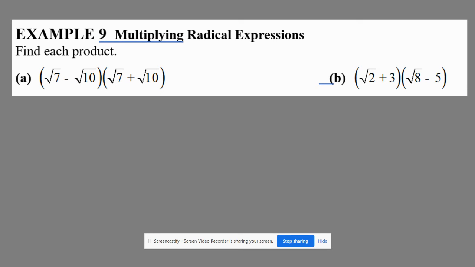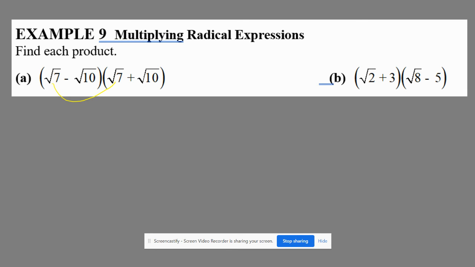Multiplying. We can put anything together that we want to, but we can only actually multiply like things. For these, we'll be foiling, distributing, whatever operation makes the most sense for you. So I'm going to start with A.